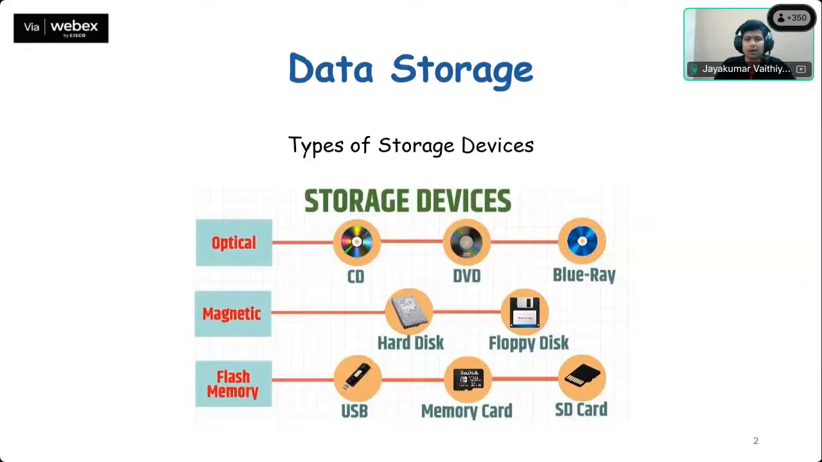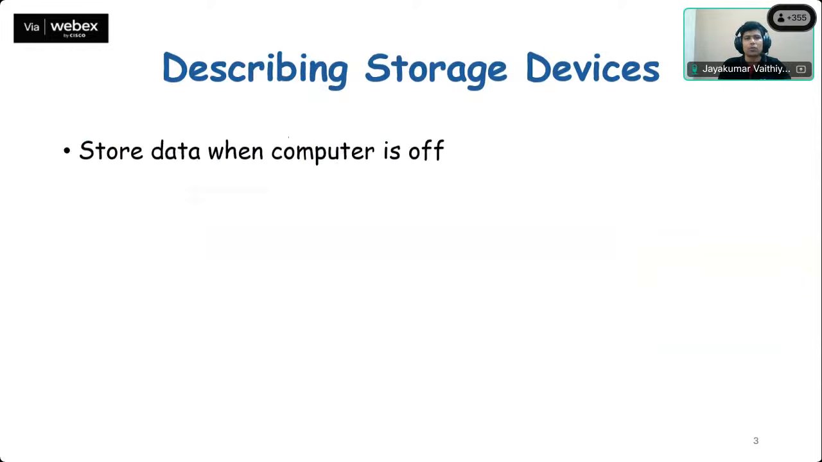We are using hard disks. In very early days, we used floppy in the 80s and 90s. Right now we are using USB. For cameras, we are using memory cards and SD. Even in phones, we are using memory cards. If you want to describe storage devices, it is where your data gets stored even though your computer is off.